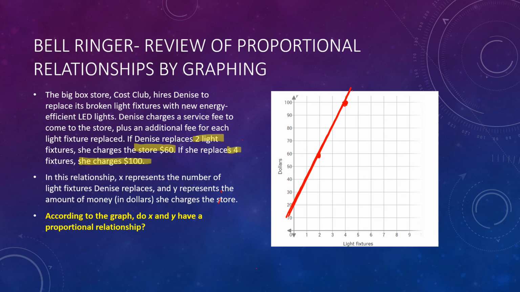So if it does not pass through the origin and a straight line, remember it has to be both, then it does not represent a proportional relationship. So for this one, our question says, according to the graph, do x and y have a proportional relationship? In this case, no. And why is that? Because in this particular graph, it does not pass through the origin. It is a straight line, but it does not pass through the origin.